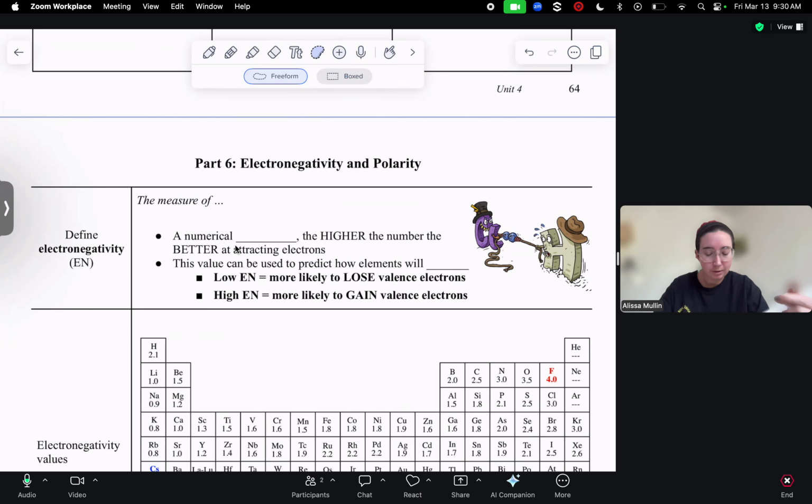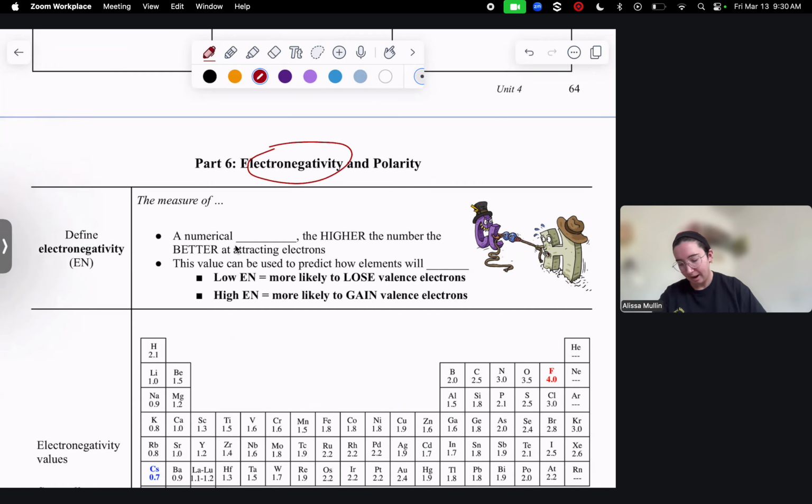As I said when we learned about our trends, electronegativity is our most important one, and that's because it keeps coming up and it has an influence on how our chemicals and molecules actually behave. So, maybe pause, talk to a neighbor. What is electronegativity?